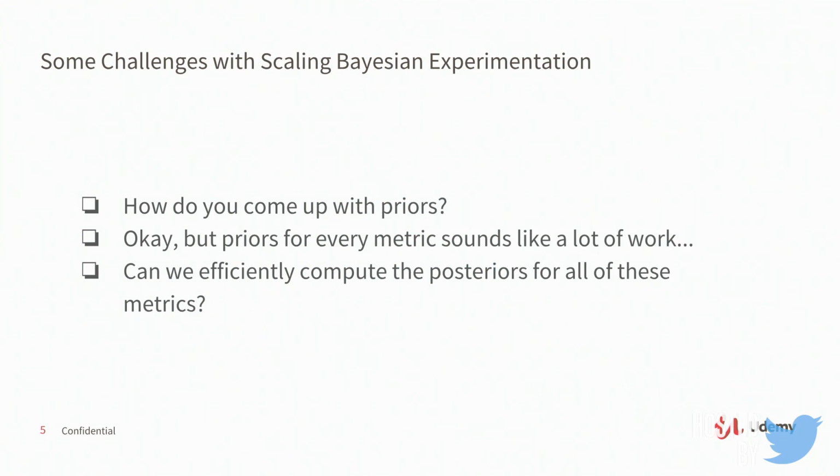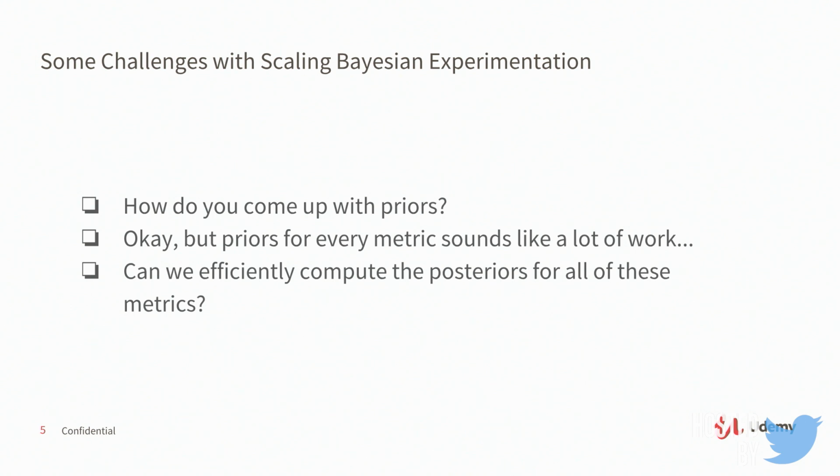Nonetheless, there are some challenges. One is how do you come up with priors? So in order to get a posterior, you need priors. And for a long time, Bayesians used non-informative priors, which was sort of a cop-out. But more and more, you see people thinking that you really need motivated priors to use Bayesian experimentation or Bayesian statistics to its fullest.